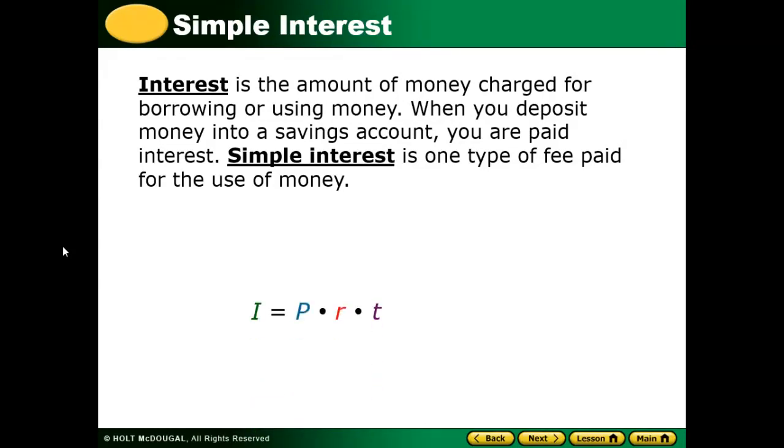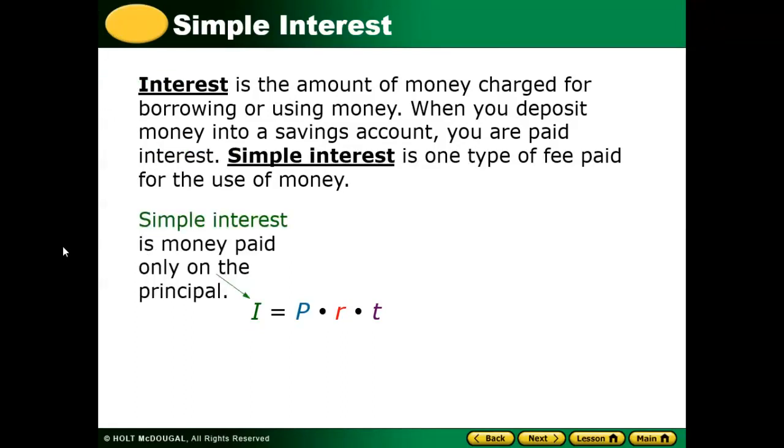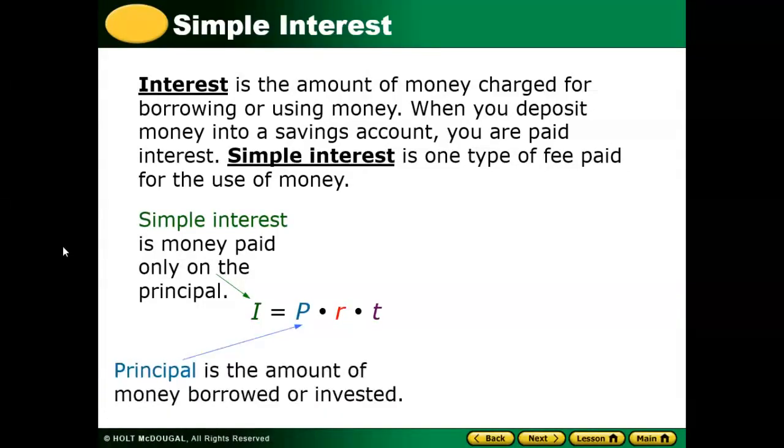The formula that we're going to use mostly today is I equals PRT. And I in this equation is the simple interest. So it's the money paid on the principal or the money gained on the principal. So this is just the interest, in this case, simple interest.